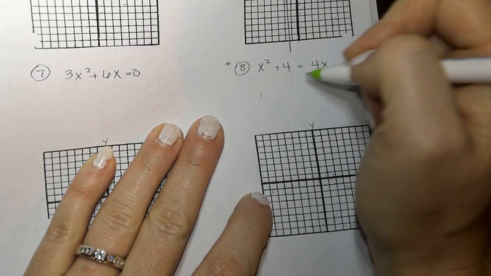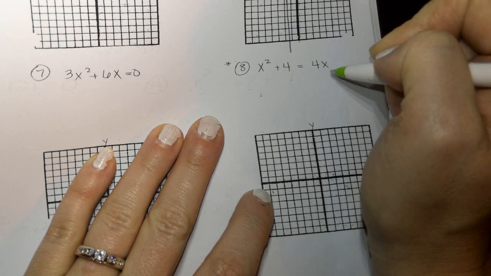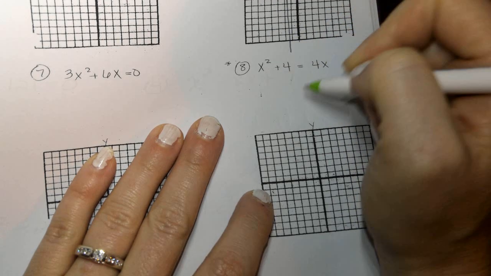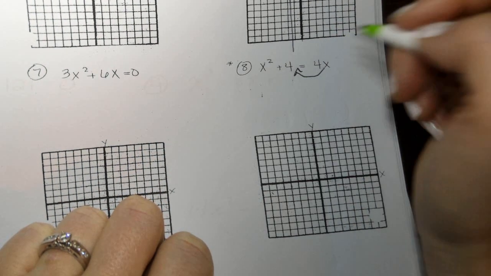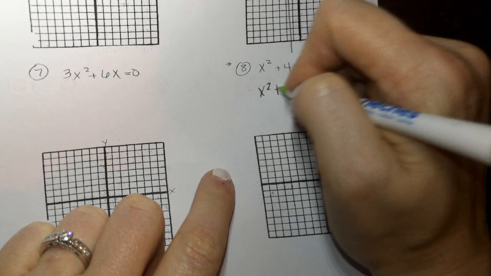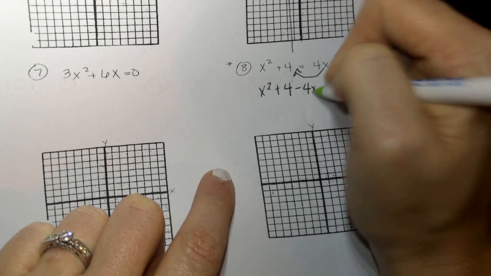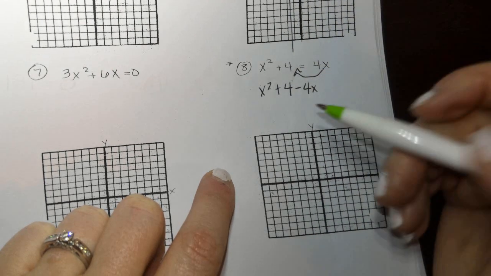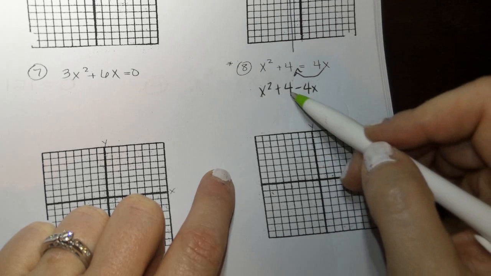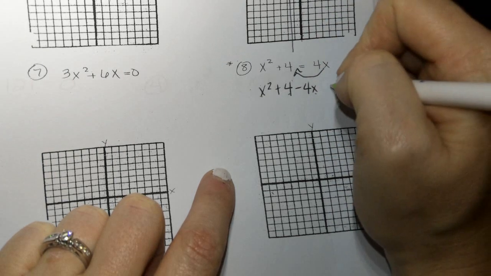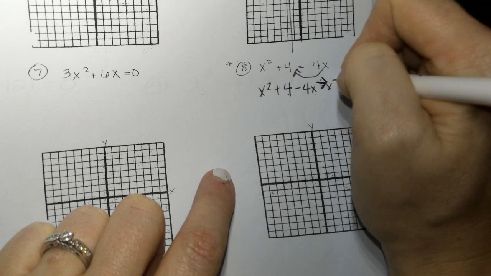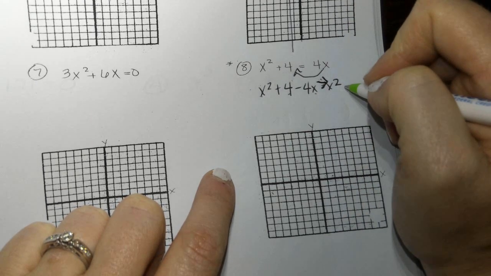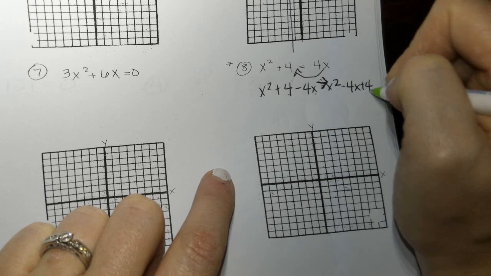x squared plus 4 equals 4x. So right now everything's not on the correct side of the equal sign, so we've got to move this 4x over. So we end up with x squared plus 4 minus 4x. Well, normally we don't write it in that way. We do x squared, then the x term, then the constant. So let's just rewrite that over here: x squared minus 4x plus 4.